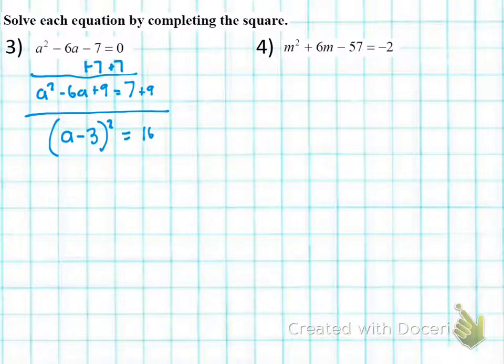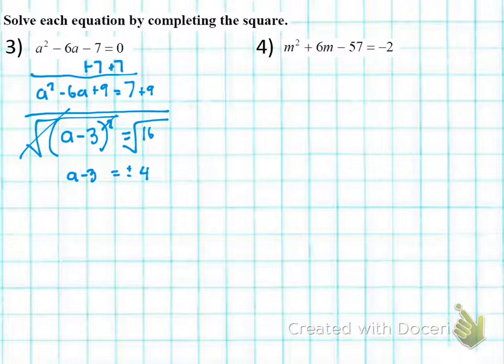Nice, okay? So, take the square root of both sides now. A minus 3 squared, the square root is going to be just a minus 3. Square root of 16 is plus or minus 4. Okay, finish this off, please.